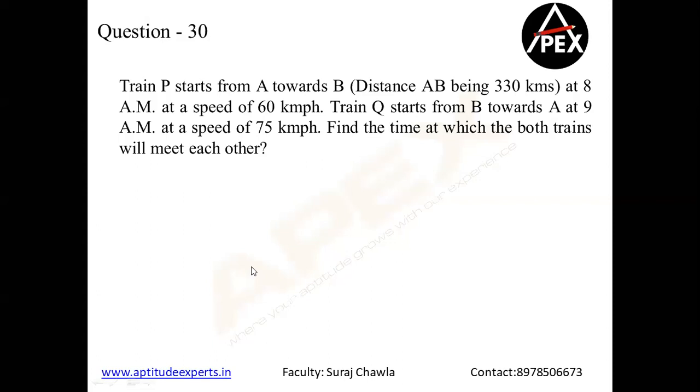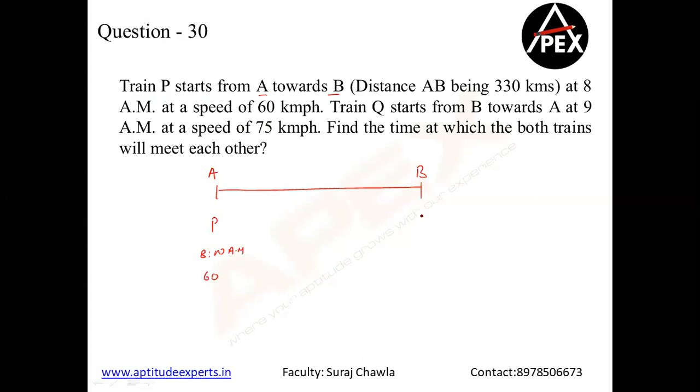Yeah, let's try to understand relative speed with the help of this example. A perfect example to start relative speed as a concept. Now, two trains: a train P starts from A towards B, which means that the distance AB. So I have a distance called AB. Now, train P starts from A at 8 a.m. at a speed of 60 kilometers per hour.